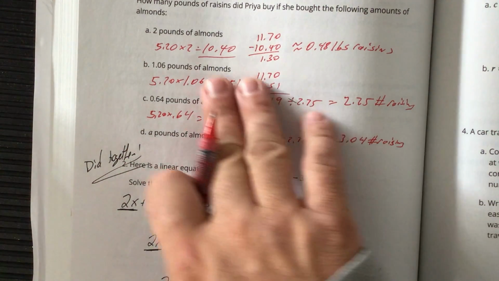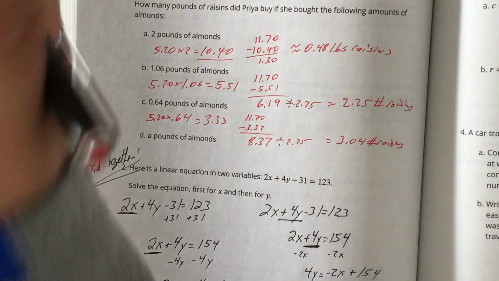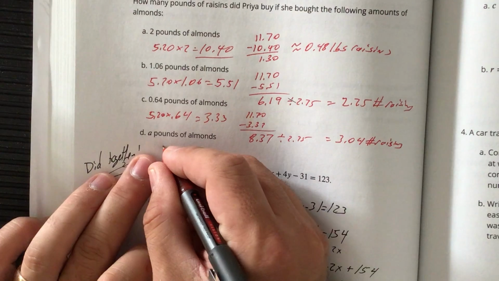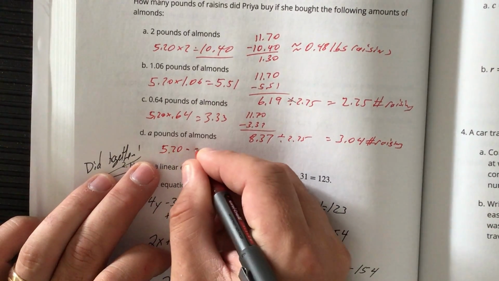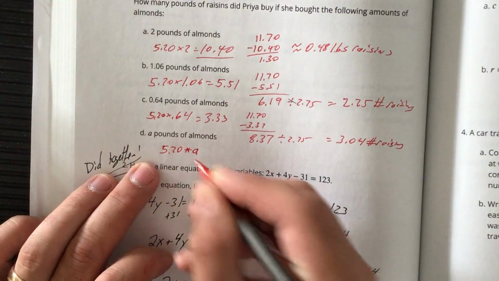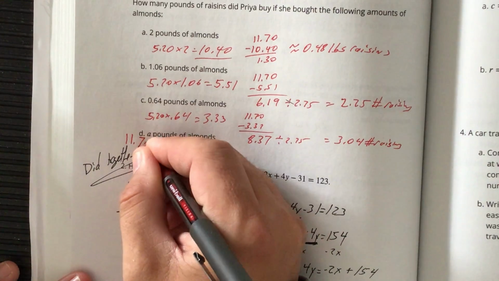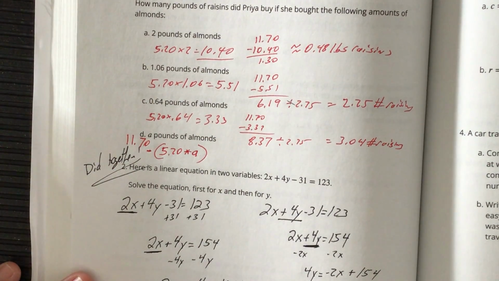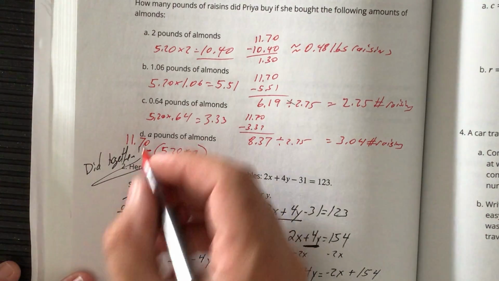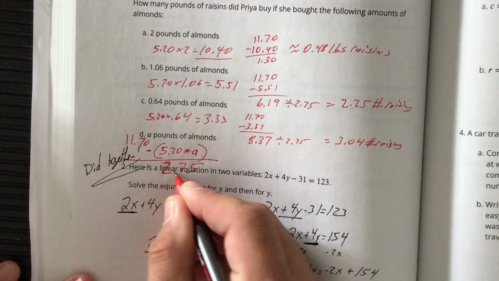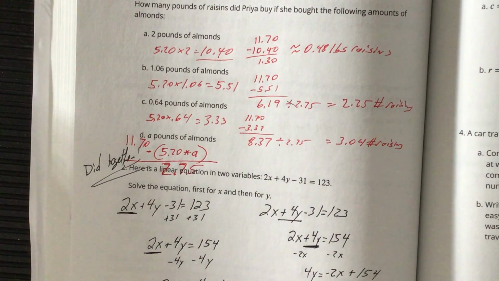All right. Now, if you notice, they're all the same steps, right? If you know how to do one, you can do them all. If you don't know how to do one, you're going to be stuck on them all. Write an equation. Well, I'm taking 5.20 times my almonds. So 5.20 times A, or 5.20A would be fine. I am then subtracting that from 11.70. 11.70 minus that. And I'm taking the whole thing divided by $2.75. There's my equation. Just what did you do each time? So 11.70 minus 5.20A over 2.75.